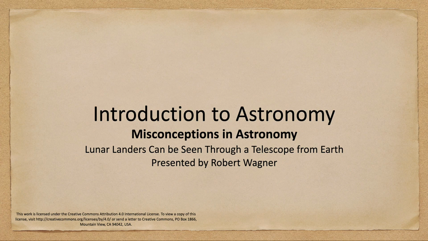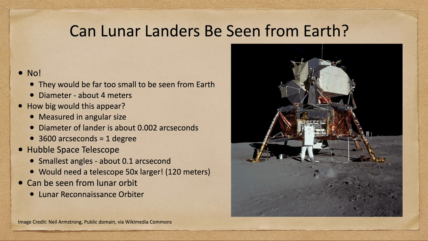In this week's Misconception in Astronomy, we are going to talk about the lunar landers and find out if we can indeed see those through a telescope from locations on Earth. So, can we see the lunar landers from Earth? And the quick answer is no. There is no way you can see something. They are far too small to be seen from the distance of Earth.